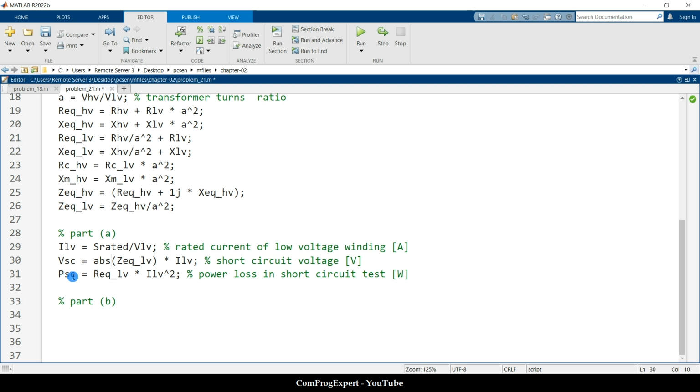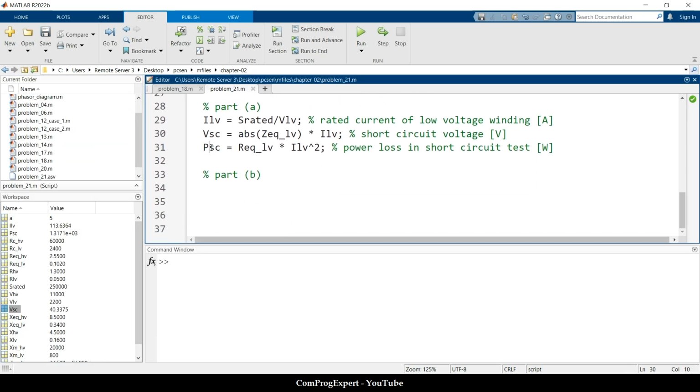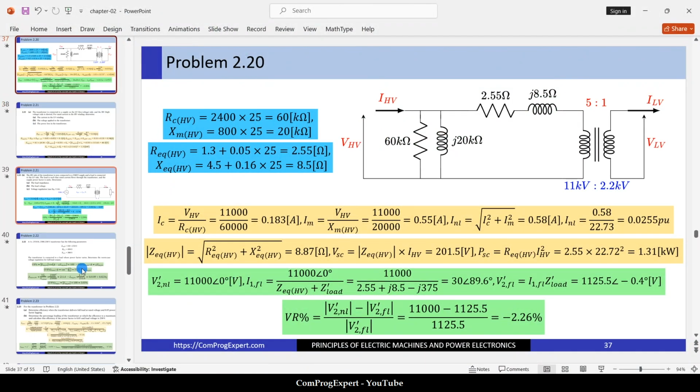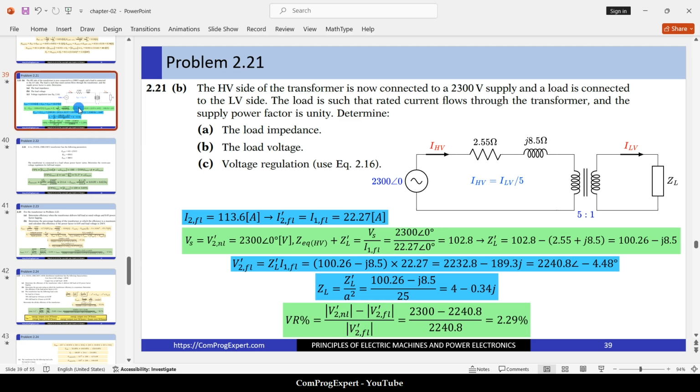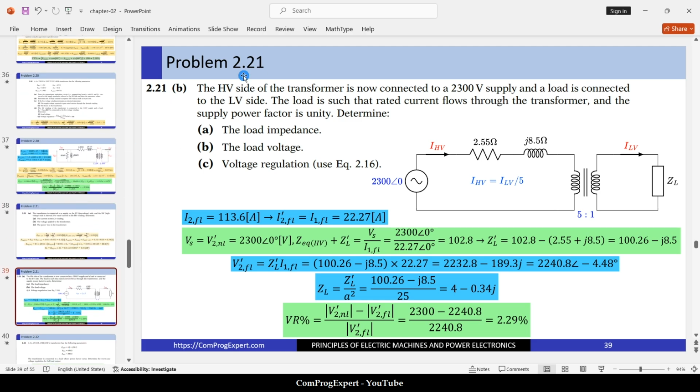And this is the value of the power loss in the short circuit test. So if I run the code here, you can check the numbers. This is in watts, so 1.3 kilowatt. That is the same as the previous one. So now let's go for the part B of the problem 21.